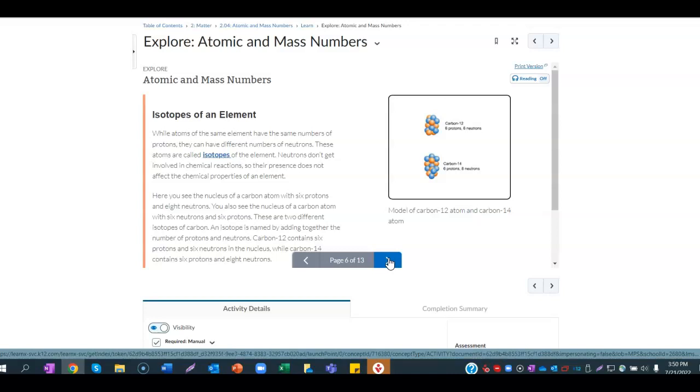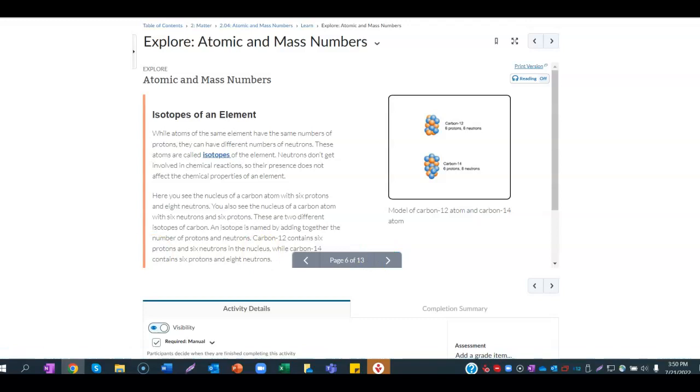So now we're going to talk about isotopes. So let's check back with our guiding questions and make sure that we're caught up. We talked about the atomic mass and how it is measured, AMUs. Number 5, what are isotopes and how are they named? So that's what we're looking at now. While atoms of the same element have the same numbers of protons, they can have different numbers of neutrons. These atoms are called isotopes. So that is the answer to the first part of question number 5.